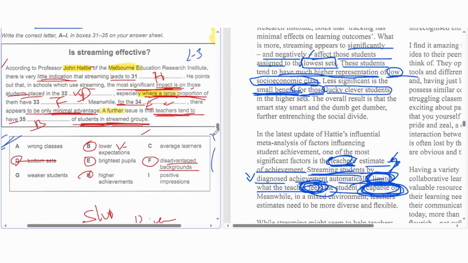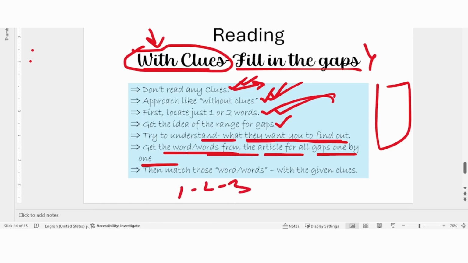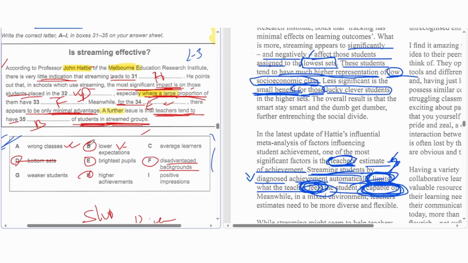I am just giving you a short review about this class. Whenever you do fill in the gaps with clues, just do it this way. Don't read any clues. Approach it like it is without clues. First look at just one or two words so that you understand where the question is. Get the idea of the range of the gaps. Try to understand what they want you to find out and go there. You will get one or two words for each answer, sometimes three words. Then come here and try to match. You will never get confused with the options. If you look at the options beforehand, it will confuse you a lot. So try this out.